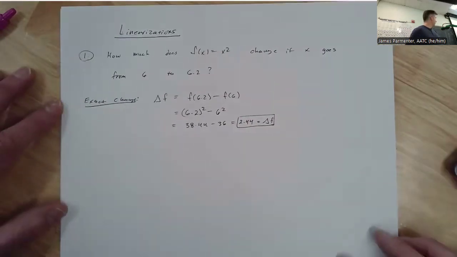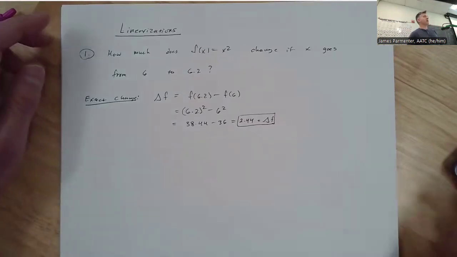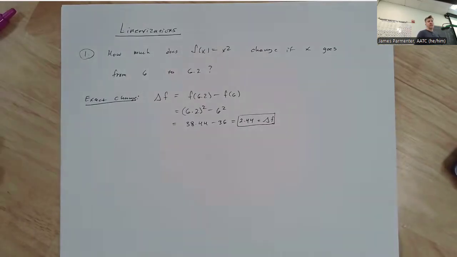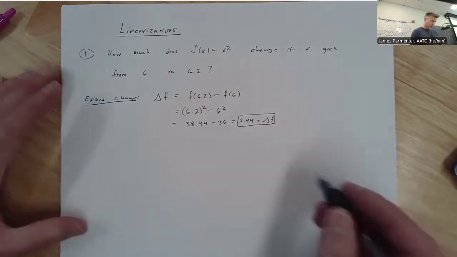But usually, we're trying to avoid doing so much calculation, especially if it's something else that's harder to actually calculate. Like this would be a much harder question to answer if it was how much the square root function changed. Because I don't know what the square root of 6.2 is, and I can't really calculate it very easily. So that's a reason why we do this.